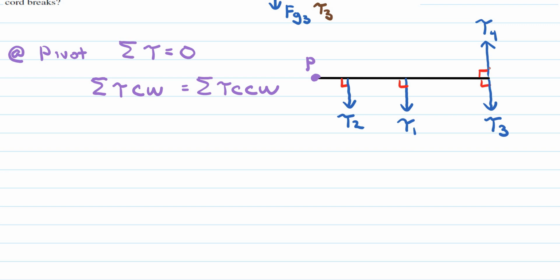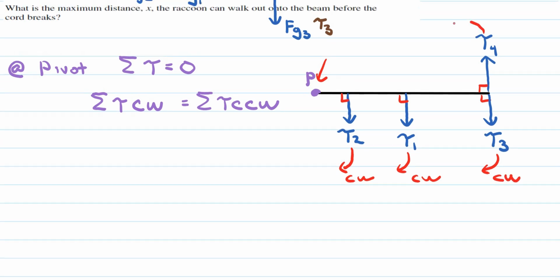Okay, so if I'm referencing everything around the pivot point right here, then the second torque here is going in the clockwise direction. Same with the first torque, and the third torque is also going in the clockwise direction. Therefore, the fourth torque is going in the counterclockwise direction. So it's good to maybe draw a little reference diagram to remind yourself which direction the torques are going.